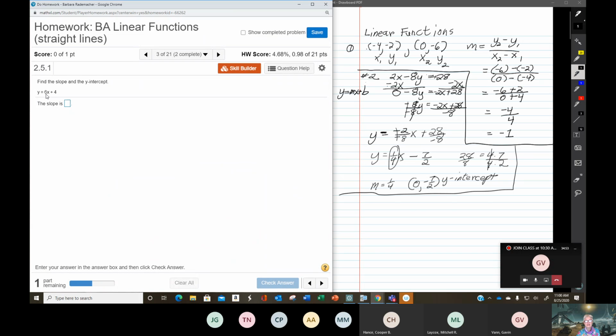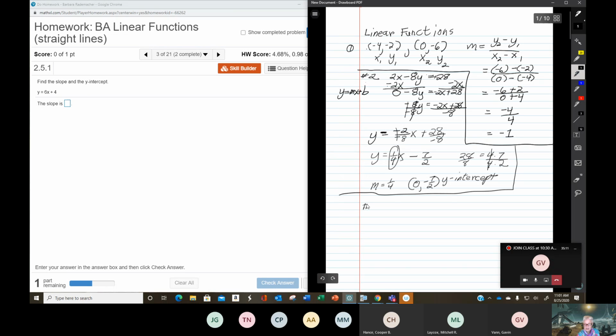Okay, what's the slope here? It's 6, right? The number in front of x. This is slope-intercept form, y equals mx plus b. B is 4. So for number 3, we have y equals 6x plus 4. M is 6, and 4 is really (0, 4), the y-intercept.